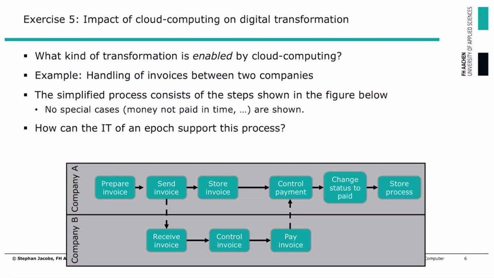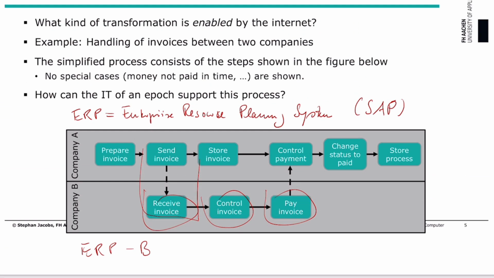Let's have a look at the last epoch, which is then cloud computing. Here some more things could happen. You could put things in the internet. You don't have to take care of the infrastructure anymore, but the main transformation really happens in the case of the internet.